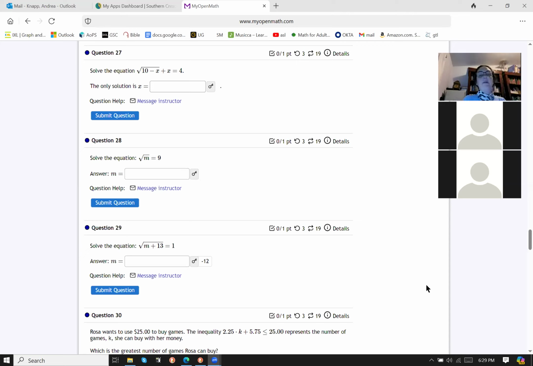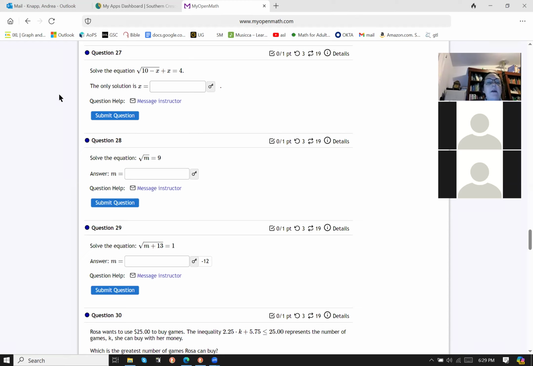and 27. All right, on number 27, we have a radical in our equation. So we need to isolate that radical first, and then we can square both sides to get rid of it. It'll become a much more complicated problem if you don't isolate the radical first. So let's go ahead and do that.